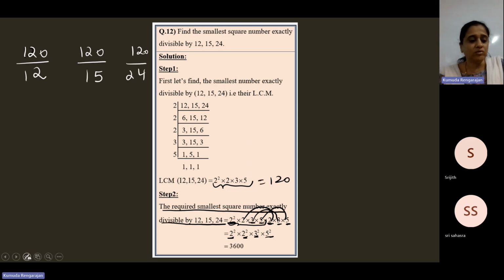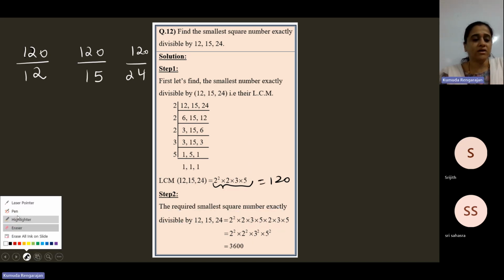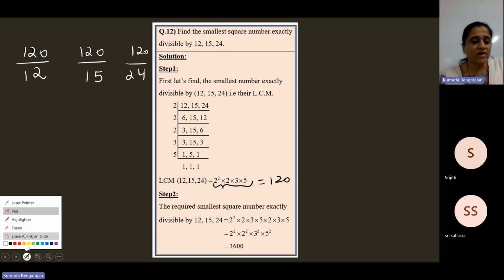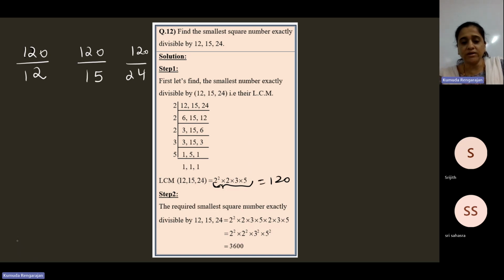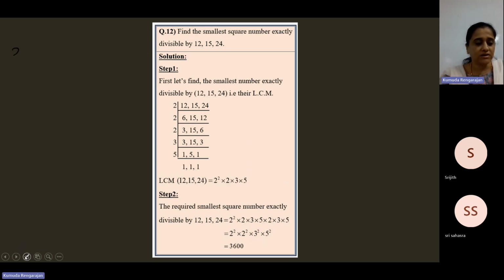So for that, you'll have to make every factor occur in pairs by multiplying suitably. So you need to have one more 2. In this product, you need to have one more 2, one more 3, and one more 5. So then it becomes 2 square into 2 square into 3 square into 5 square. And this product is 3,600. Now, 3,600 is the smallest square number.